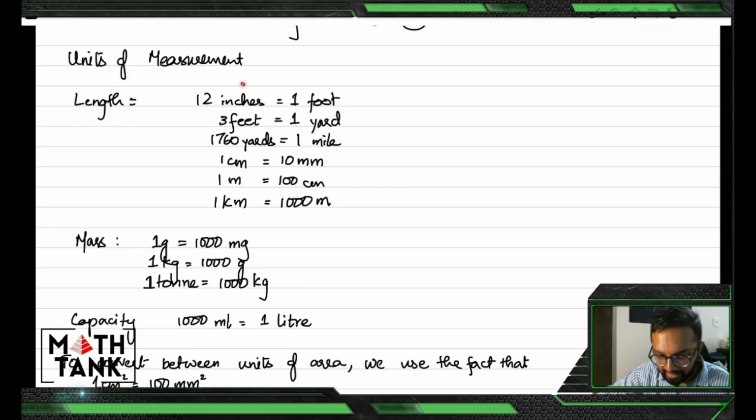So you can measure length in inches, feet, yards, centimeters, meters, kilometers, miles, all those different measures. So how do those go together? 12 inches is a foot. You should remember this. 3 feet make a yard.